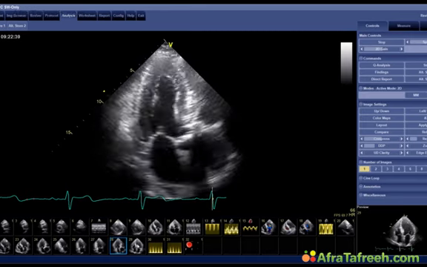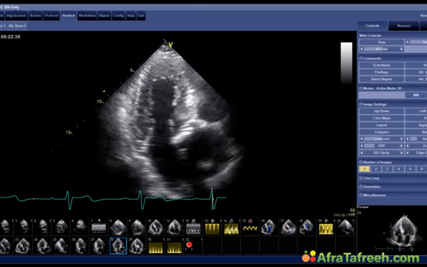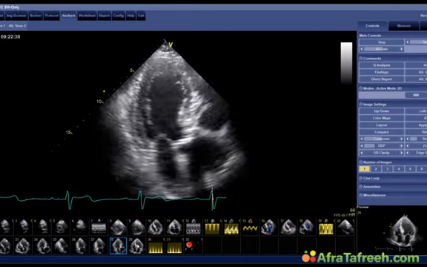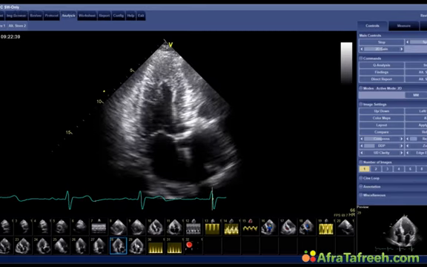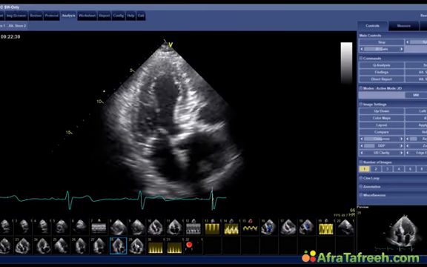Okay, now that you've seen the images of this patient, I'm sure most of you see that the severity of aortic stenosis is very, very severe.